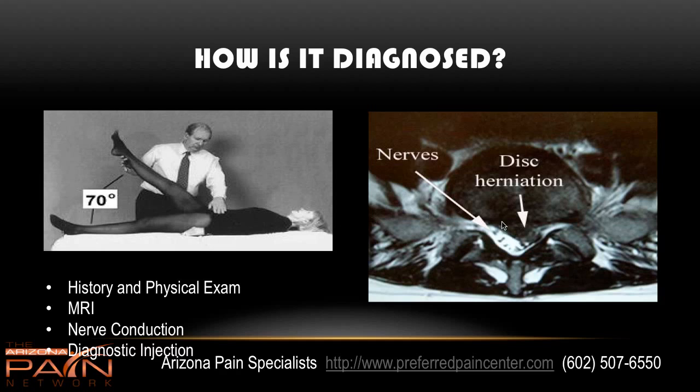Now, you can also get an MRI to confirm it, and what you see here is a look down on a disc and a large disc herniation coming out and pinching on the area around the spinal cord and the nerve root as it tries to get off of the spinal cord. If it's still unclear, a nerve conduction study can be performed to see which nerve root is being affected, and it may be necessary to do a diagnostic injection to see if it provides relief.